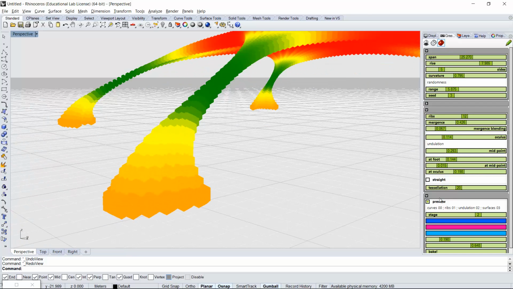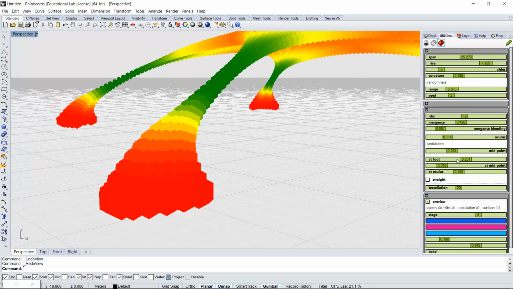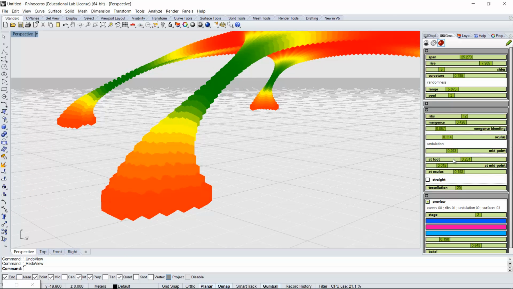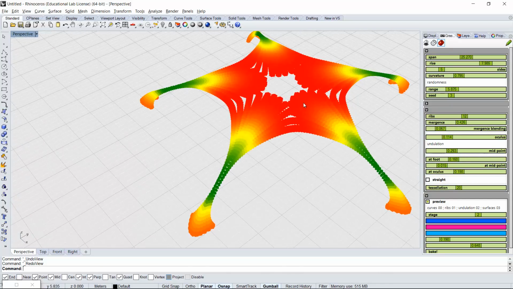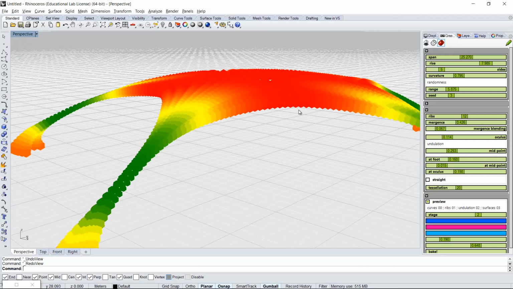and we can control the magnitude. For example, I will increase it at the bottom and put it back to where it was, and so on. And I think these are the most important parameters concerning this structure.